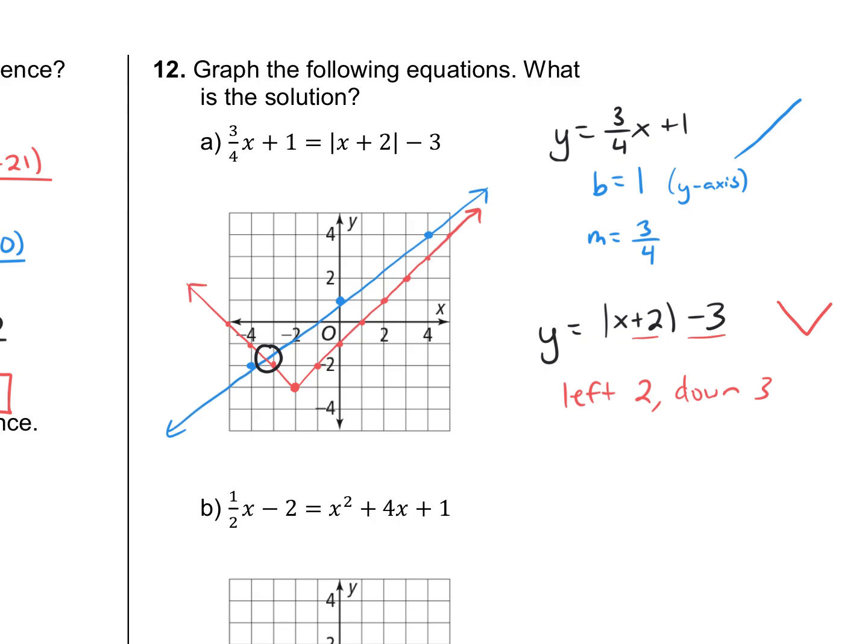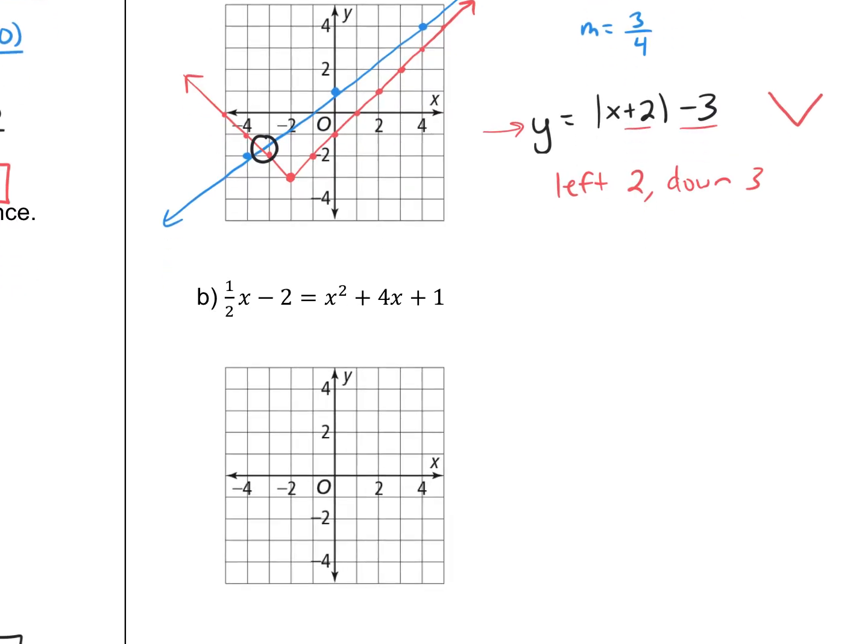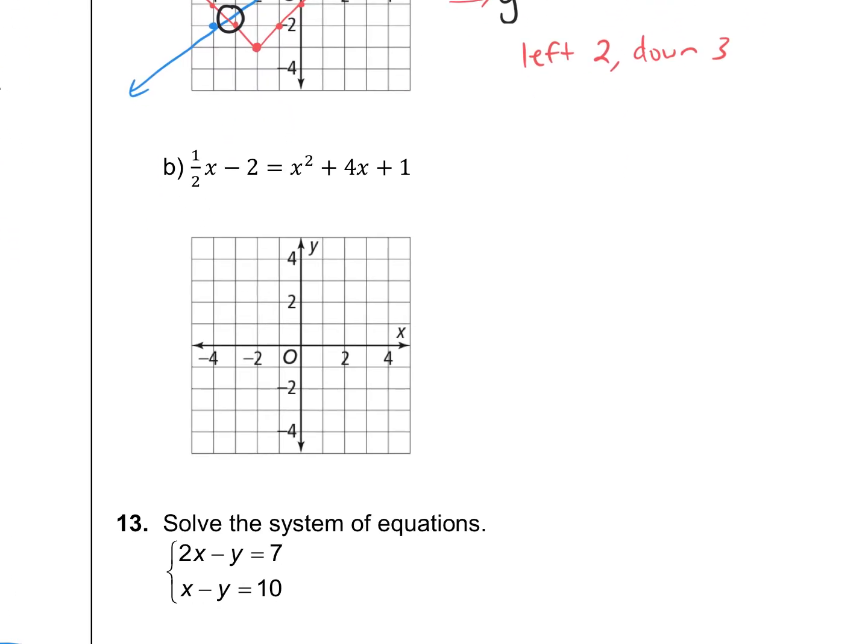Any questions on number 12a? Okay, so remember, when you're given an absolute value function, you're getting the starting point from wherever it's being translated to. Okay. Number 12b. What do we need to do first?